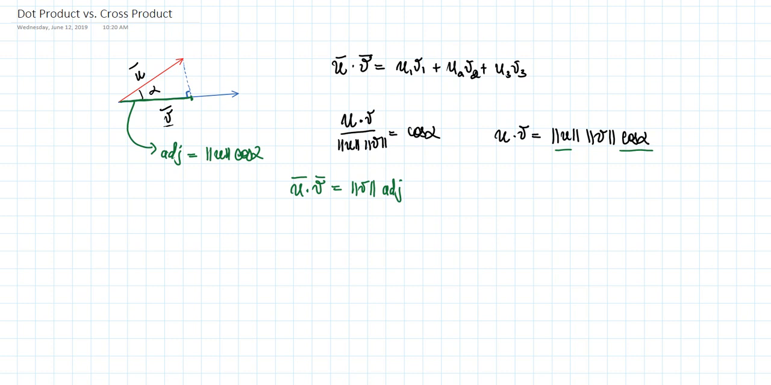Okay, this gives us some feeling about what a dot product is. So the dot product measures this length. You multiply the length of the vector v by the length of the projection. So this is the meaning of u dot v. Do you feel this?